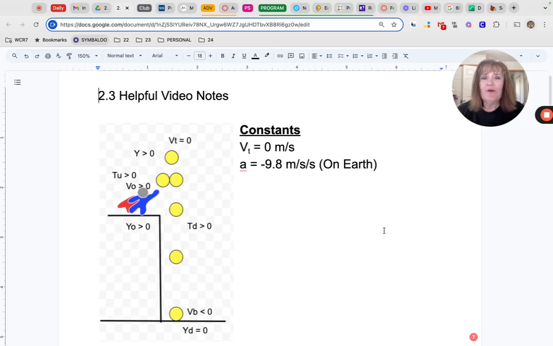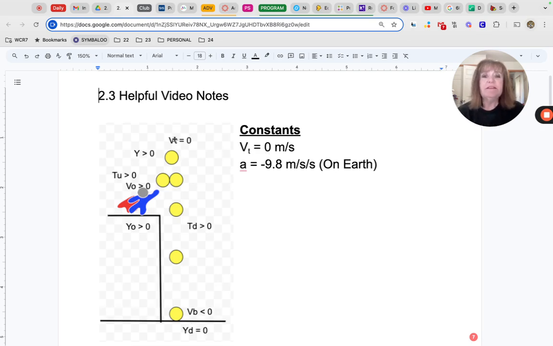Hi, welcome to 2.3. This is some helpful video notes on tossing an object up from a height and having it go past you. Imagine tossing a jelly bean up to catch it in your mouth and it goes over the edge of the building. So you have a lot of variables to consider and a lot of variables to actually calculate from something that is given. A couple of constant things that you do need to be aware of.